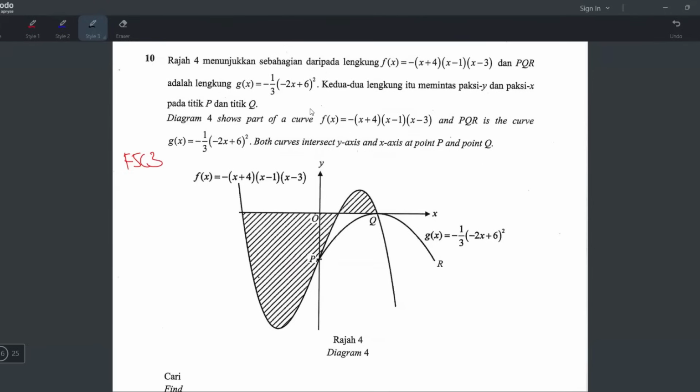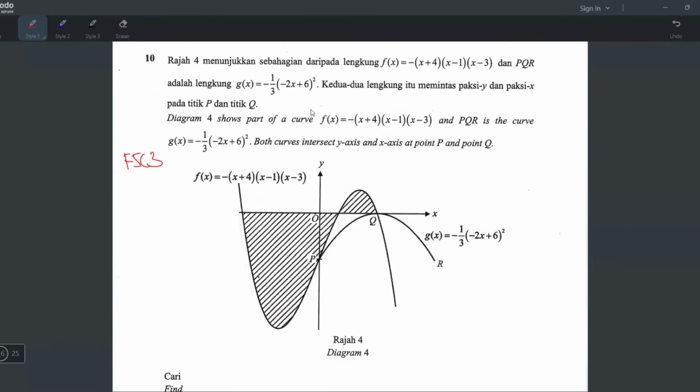Diagram 4 shows part of a curve f(x) equals to negative (x plus 4)(x minus 1)(x minus 3). Okay, this is a cubic curve. Let me tell you why. Because when you expand this, you will end up with a cubic equation. It will be x power 3. And for cubic curve, the shape of graph will be like this. Okay, this is called a cubic curve.